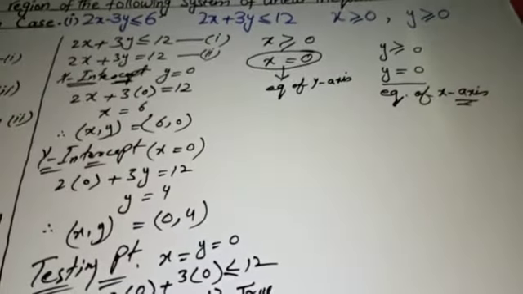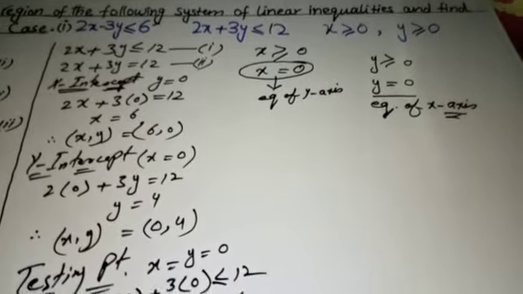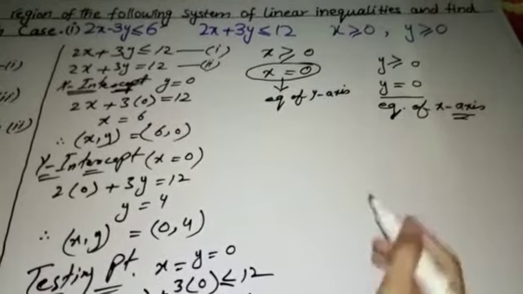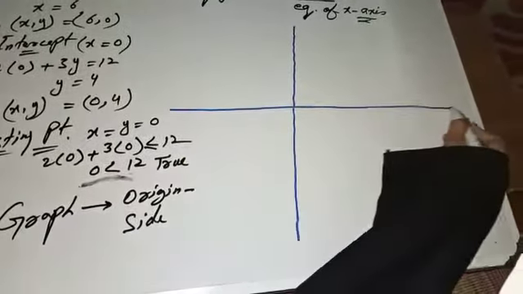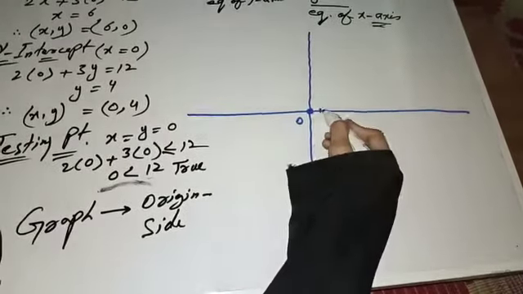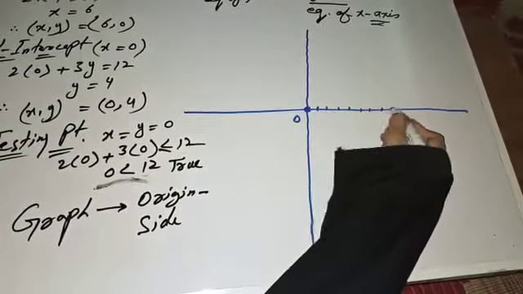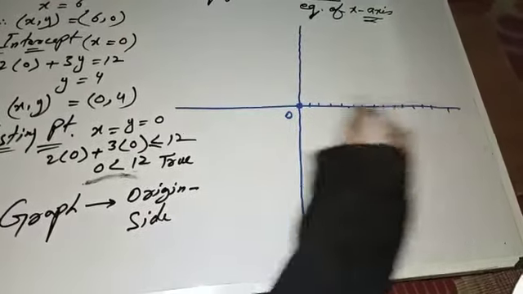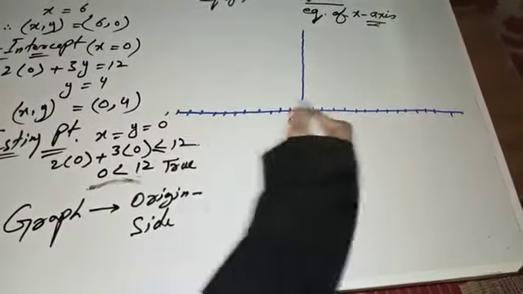Now I am drawing a graph. This is the y-axis. You know very well about this line. This is the y-axis and this one is the x-axis. Central point is the origin. Divide this line into equal intervals 1, 2, 3, 4, 5, 6, 7, 8, 9, 10, 11, 12, 13 and so on.